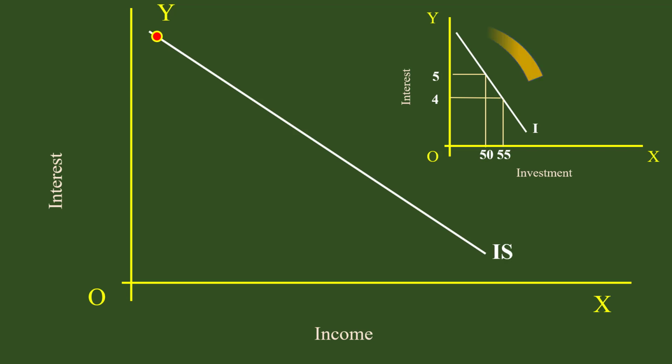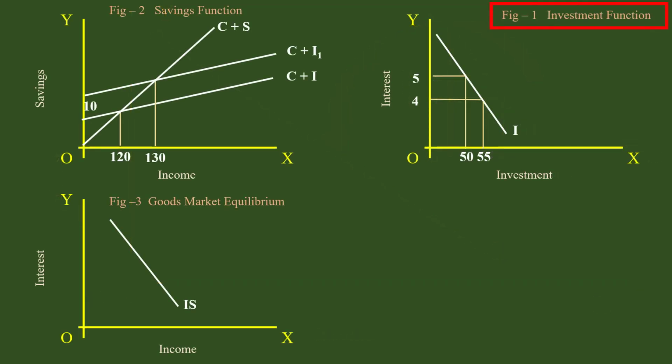In simple terms, IS curve slopes downward because of the negative relation between interest and investment. The following example will help you to understand this. Look at figure 1. Interest falls from 5% to 4%. Investment increases from 50 rupees to 55 rupees, a net increase of 5 rupees. How does this become a reason for downward sloping of the IS curve?